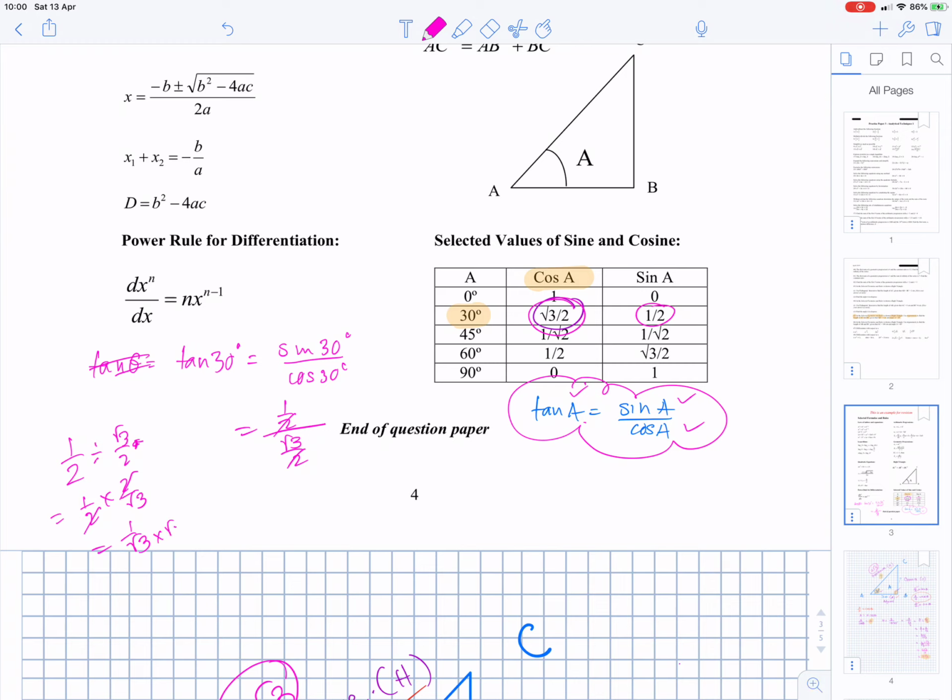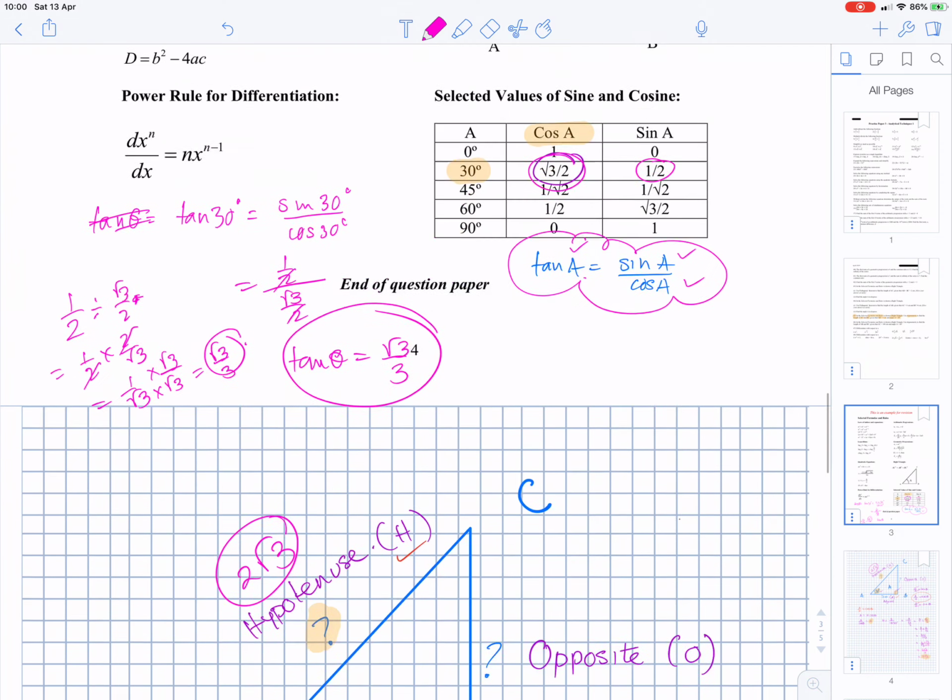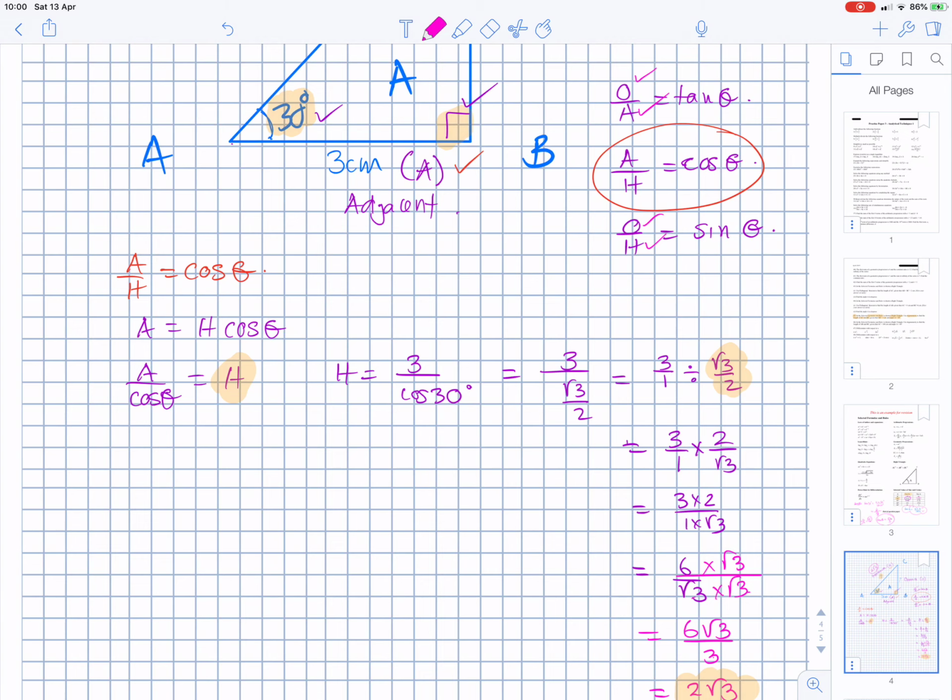You can multiply by root 3, and you get root 3 over 3. That's the answer for tan of 30 degrees. So tan of 30 degrees is going to be root 3 over 3. So we can use that, or we can just use this one here.